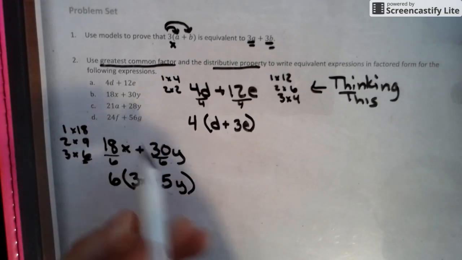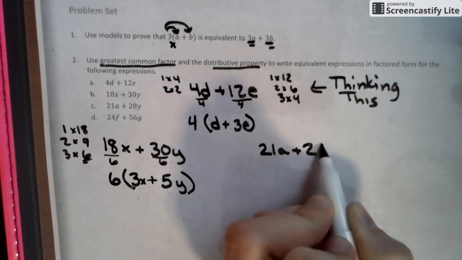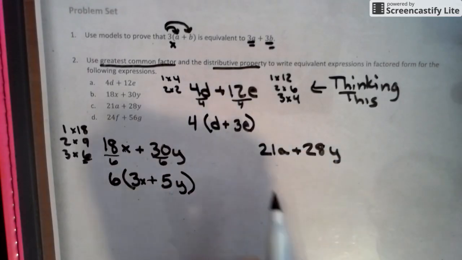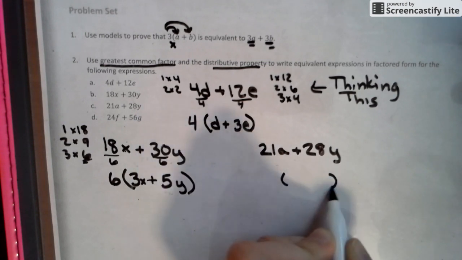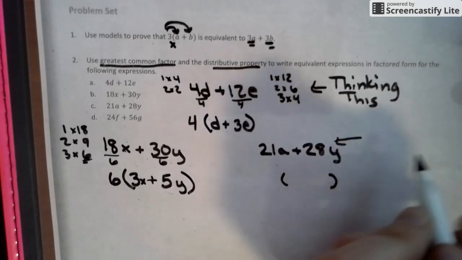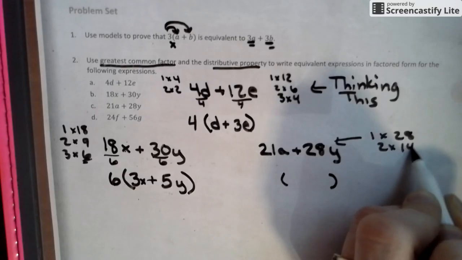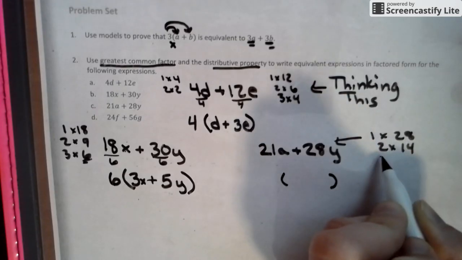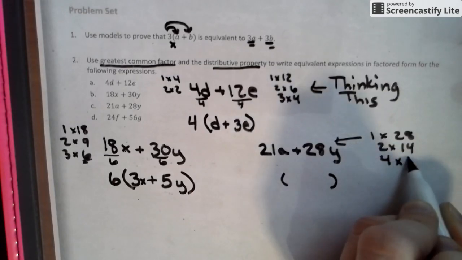So now we're going to look at 21a plus 28y. All right, so we know that we need a set of parentheses, and we're going to have a number. So let's think about what makes 28. 1 times 28, 2 times 14. Anything else? Keep thinking. 4 times 7.